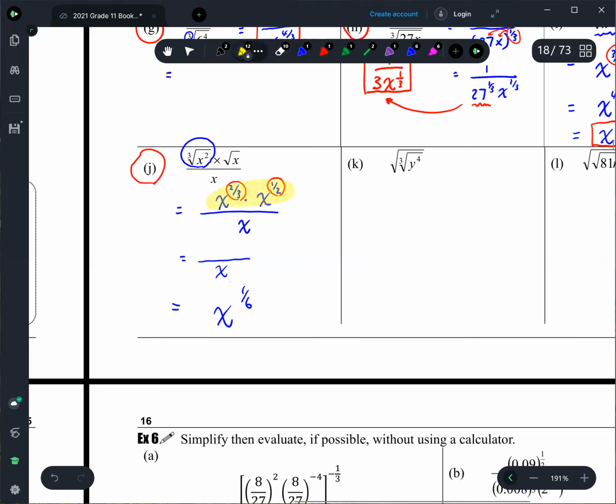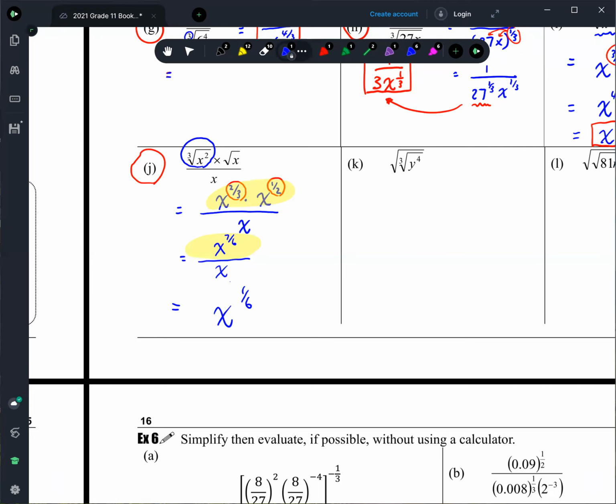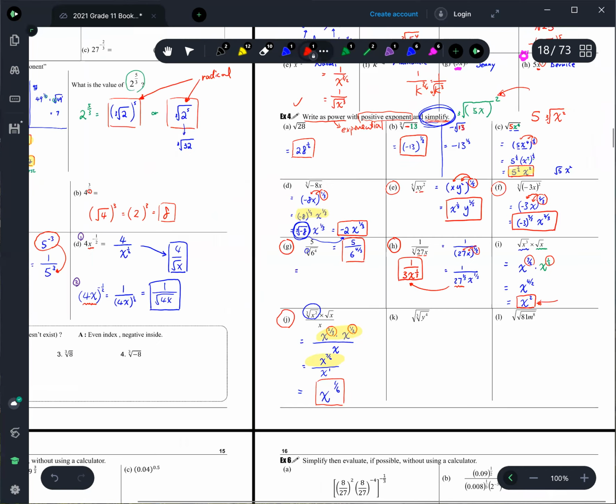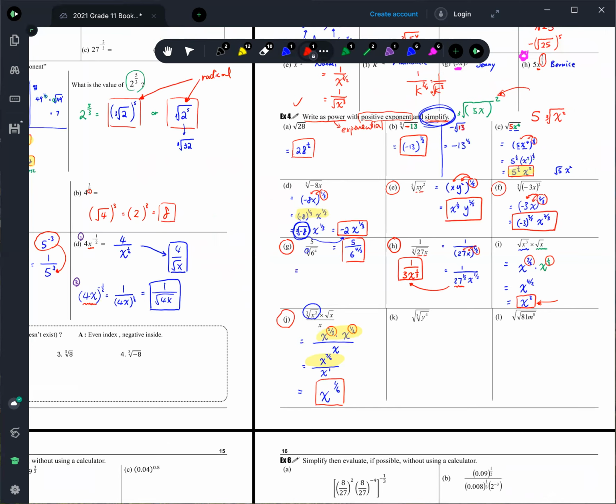If you simplify the top, it should be x to the 7 over 6. Okay, x to the 7 over 6, very good. And then the bottom, you have an exponent of 1, so you will subtract them, and that's how you get x to the 1 over 6. Okay, so if you look at all the answers we've done so far, your final answer has exponents only, okay?